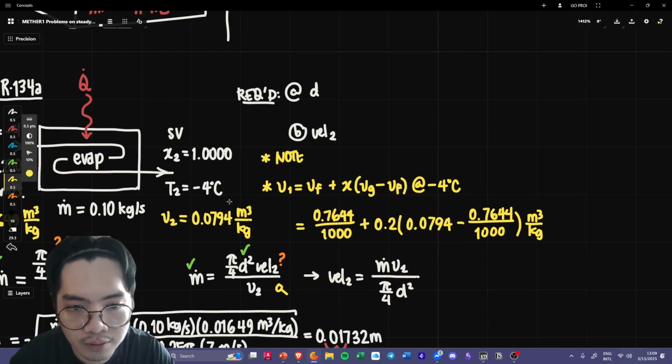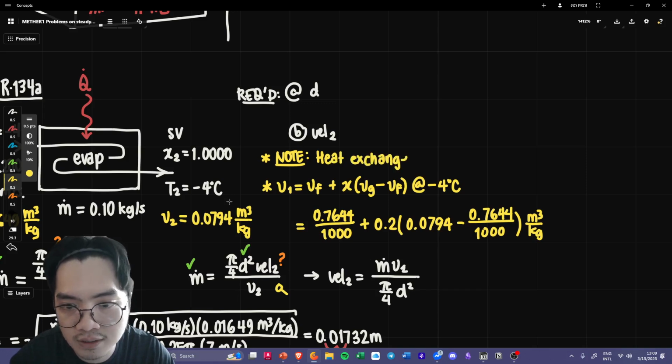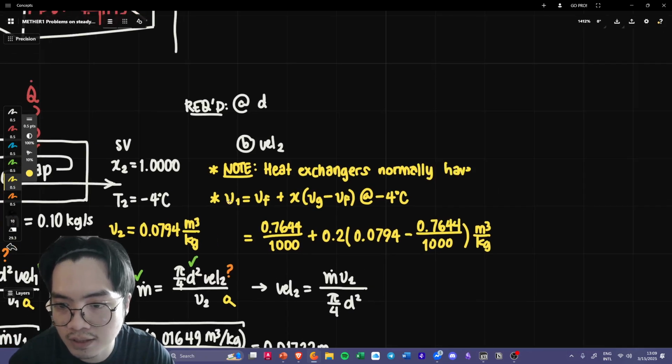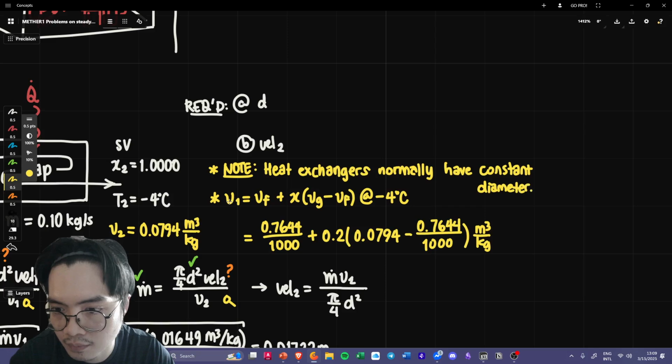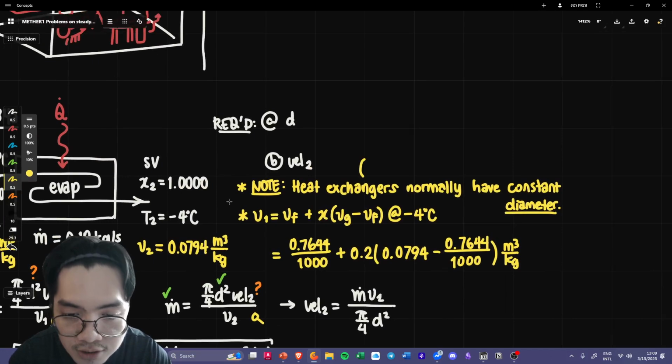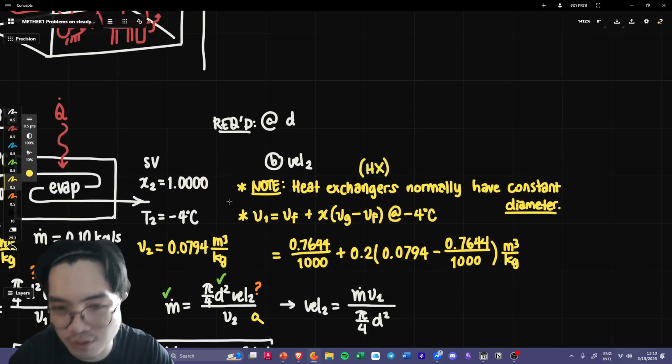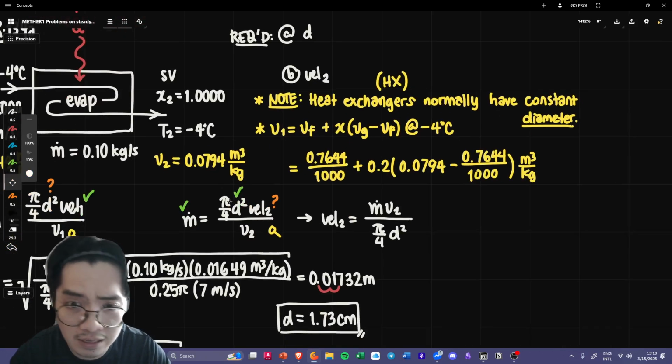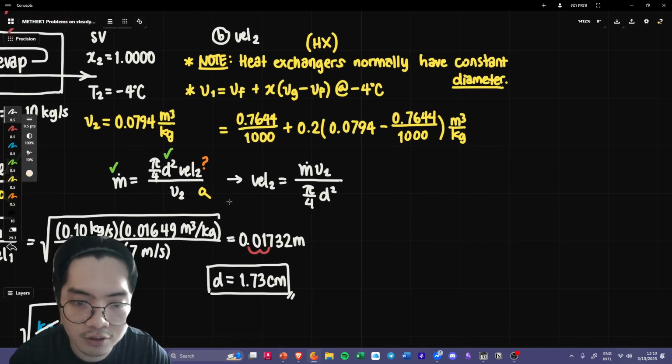Note, heat exchangers normally have constant diameter. And also another way to write down heat exchanger is HX. So if ever you do see this, in your job in the future, you know it's a heat exchanger. So let's go back here.